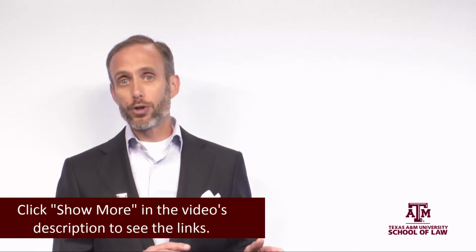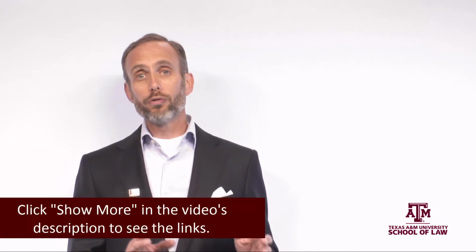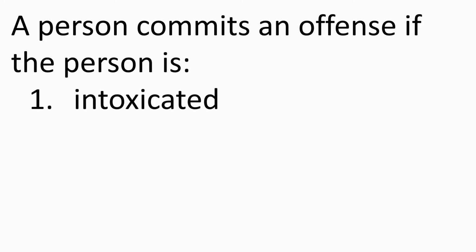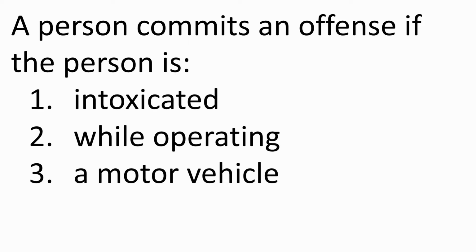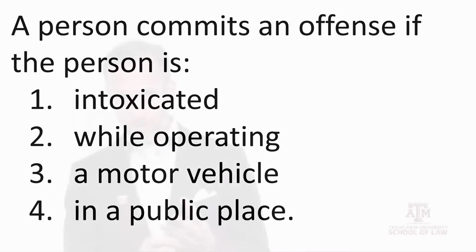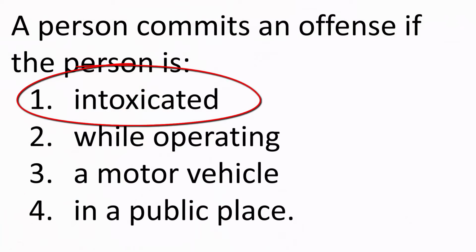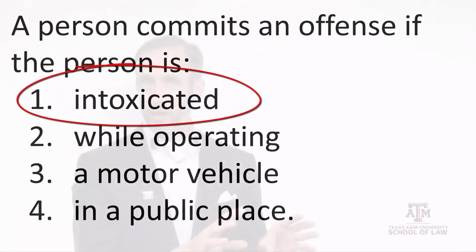Okay, as we saw in the first two videos, the rule for determining whether someone violated the driving while intoxicated statute in Texas is: a person commits an offense if the person is intoxicated while operating a motor vehicle in a public place. Okay, we've already seen that to understand what intoxicated means, we have to look elsewhere in the statute, elsewhere in the code for a definition of that term.